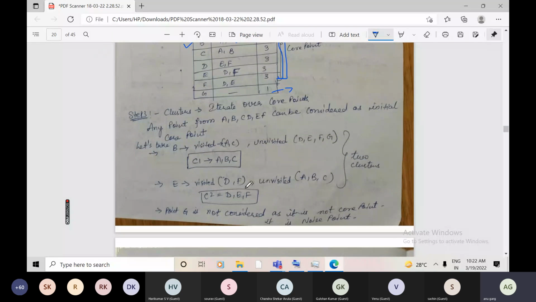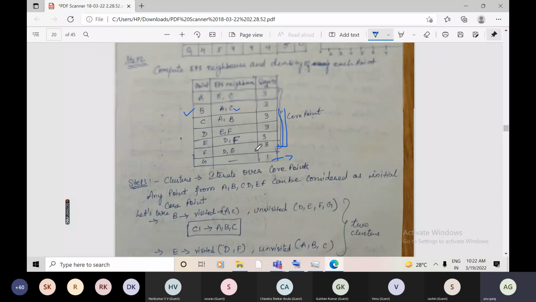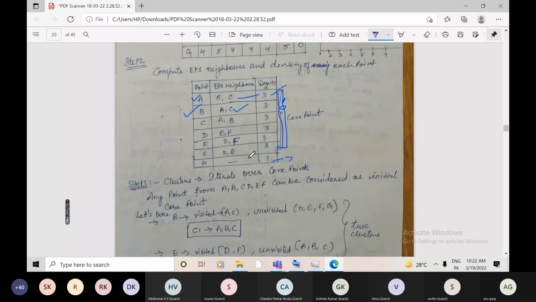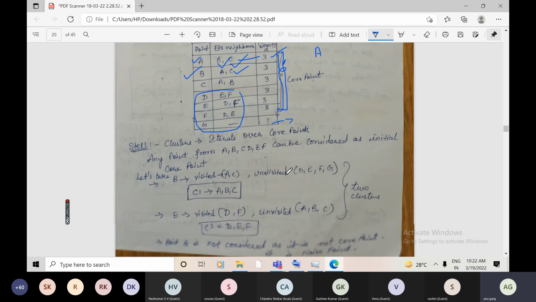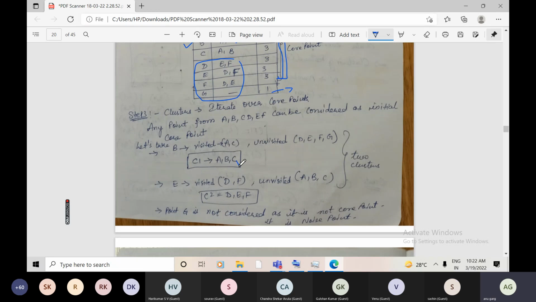Here this is a little different. How will you form the clusters now? You need to take any point. If you take point A, which points are coming in its vicinity? B and C. Does it visit D, E, F, G, H anywhere? No. So you will have one cluster: A, B, C.